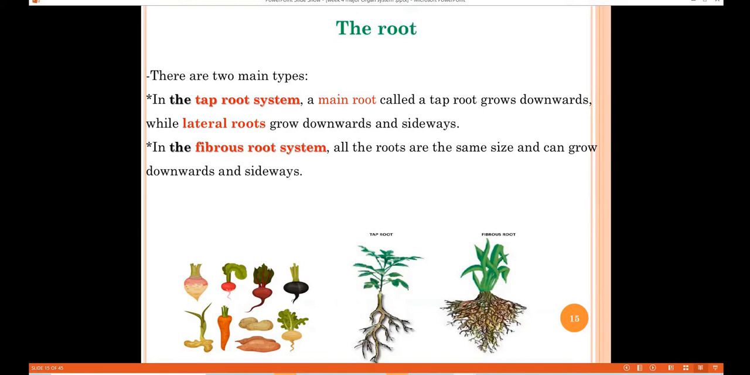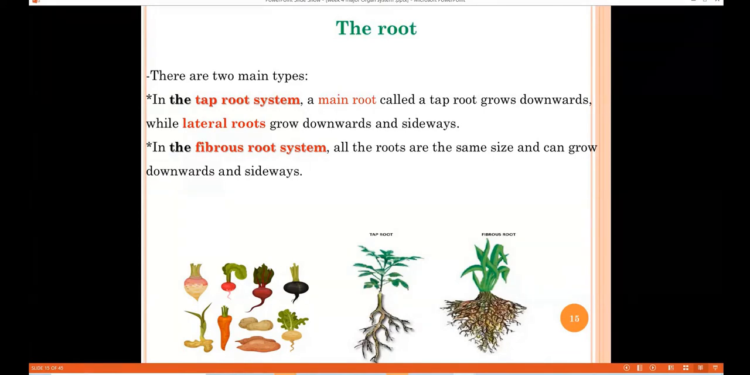What is the difference between a taproot and a fibrous root? Who's going to tell me? A taproot grows downwards, as you can see in this picture here, while the fibrous root grows in all directions. Examples of taproots are beetroot, carrot, sugar beet, parsley, and parsnip. All these are examples of a taproot.